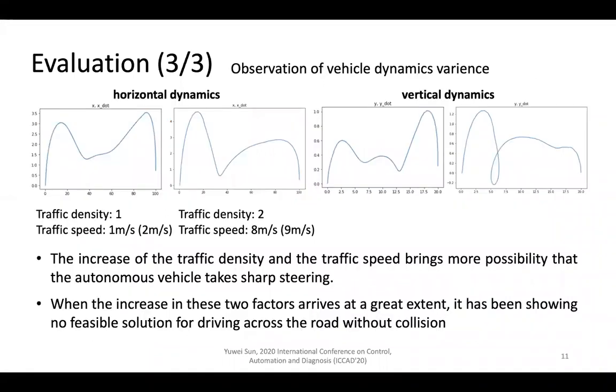At last, we visualized the change in the autonomous vehicle's dynamics, covering the horizontal positions with respect to the horizontal velocity and the vertical position with respect to the vertical velocity when different traffic flow rates adopted. As a result, the increase of the traffic density and the traffic speed brings more possibility that the autonomous vehicle takes sharp steering during the course. When the increase in these two factors arrives at a great extent, it has been showing no feasible solutions for driving across the road without collision.